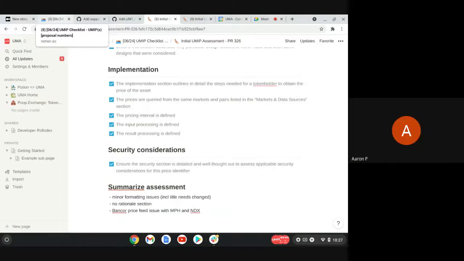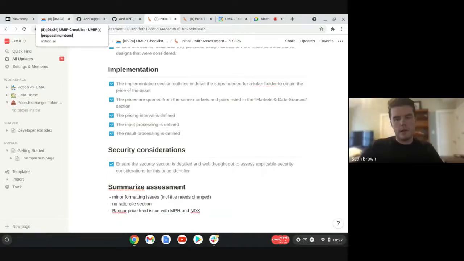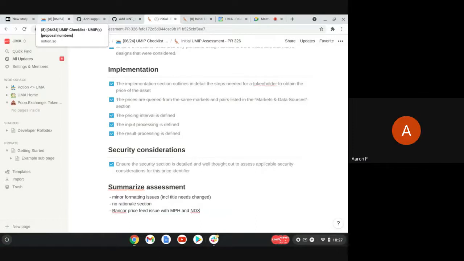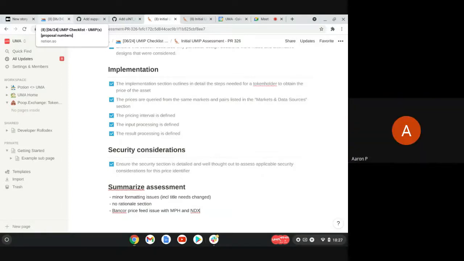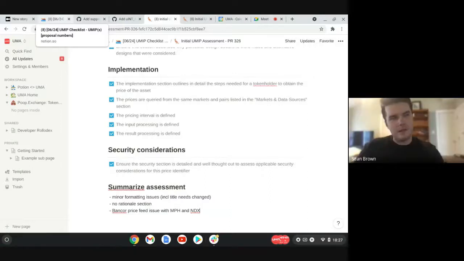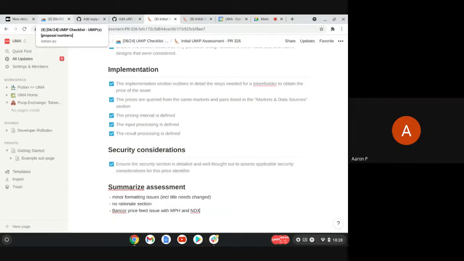Right. So instead of separating it out, why not just push the whole price identifier UMIP and align it with the collateral currency? Do we have confidence that we would get a Bancor price feed done within a week or so? More confidence than within two days. You could just split it out anyway, just to give us maybe two weeks to get the Bancor thing done.